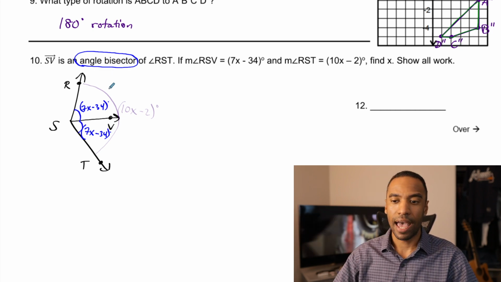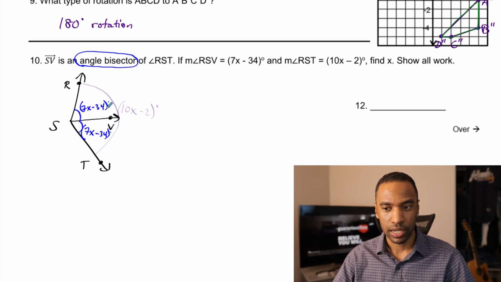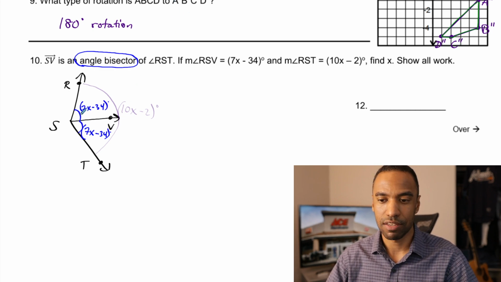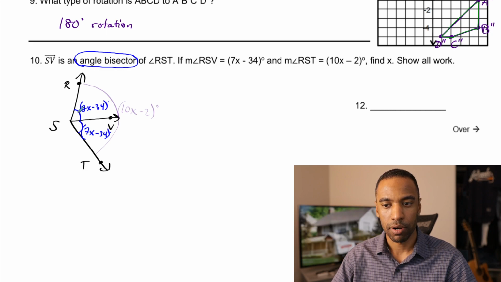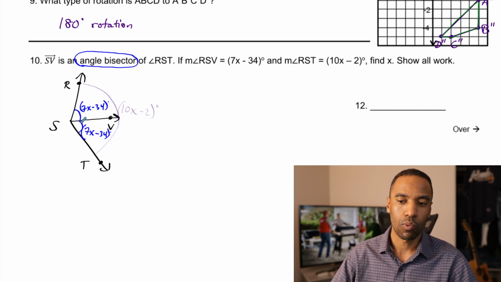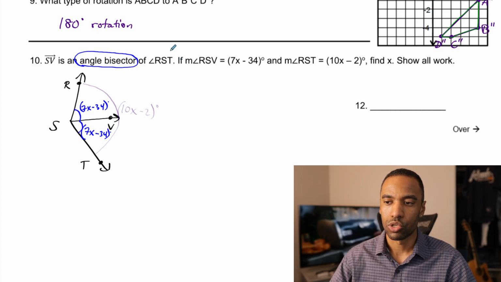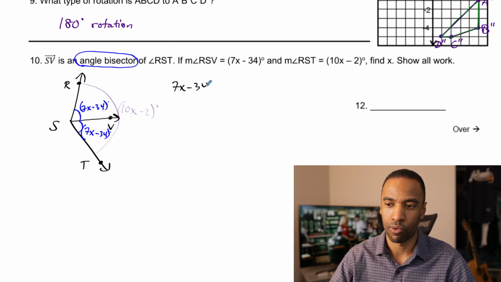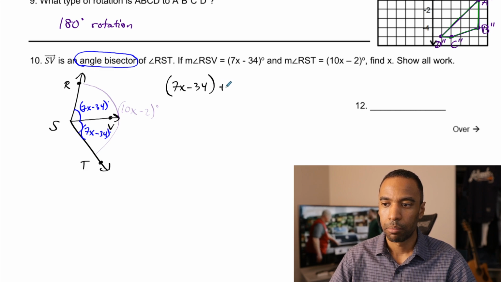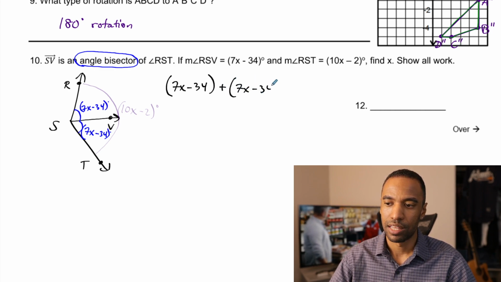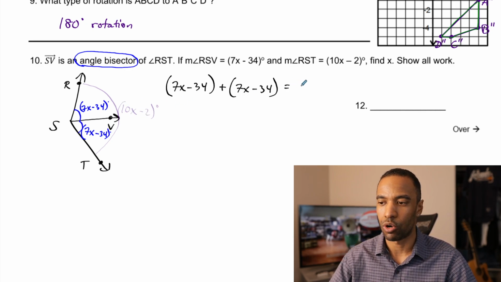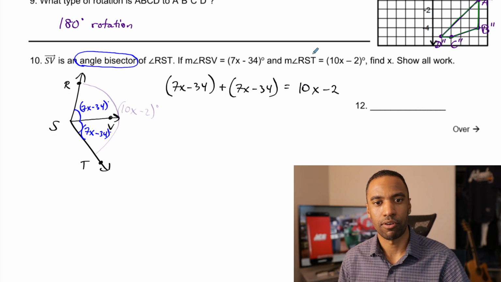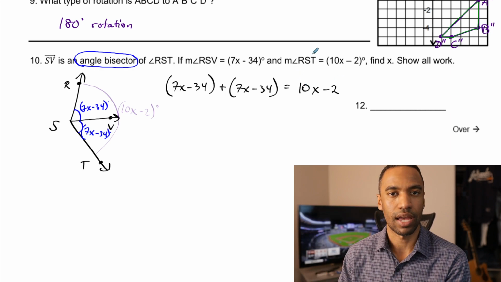And furthermore, now we can create an equation for all this stuff involved here that says if I add these 2 angles up, because they're adjacent to one another, they're only split by this, but if I join these 2 things up right here, it will equal the entire angle measure. So if I take that 7x minus 34, that's from measure of angle RSV, plus the 7x minus 34, that's the measure of angle VST, that will equal all of this expression for the angle, which is 10x minus 2, like that. And that's a setup for an equation to solve for x, and the rest is algebra.